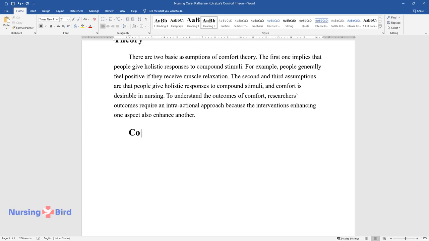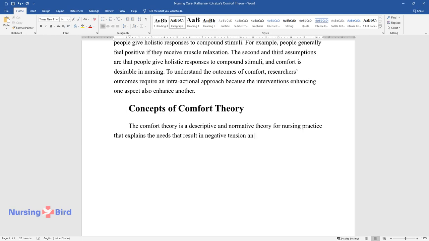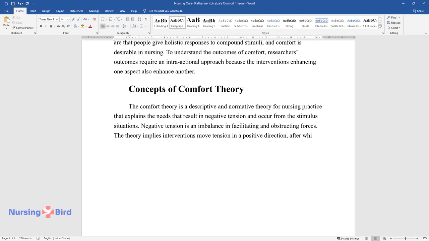Concepts of comfort theory. The comfort theory is a descriptive and normative theory for nursing practice that explains the needs that result in negative tension and occur from the stimulus situations. Negative tension is an imbalance in facilitating and obstructing forces. The theory implies interventions move tension in a positive direction, after which nurses judge whether the comfort needs were met so that they are responsible for facilitating comfort outcomes.